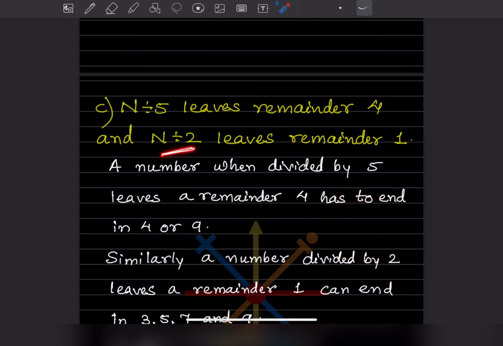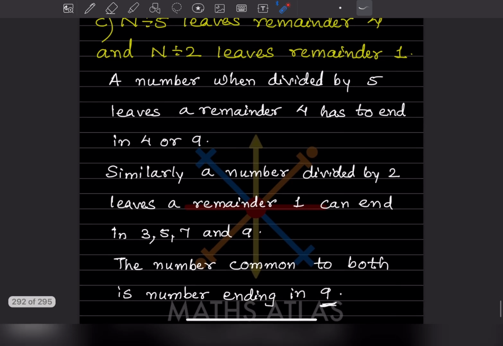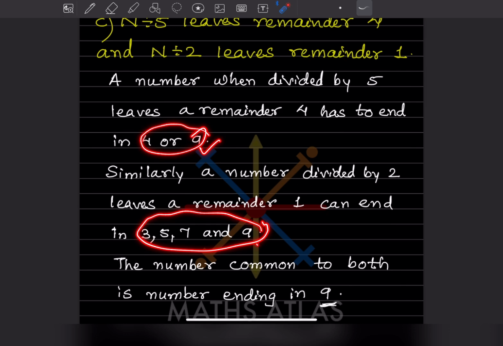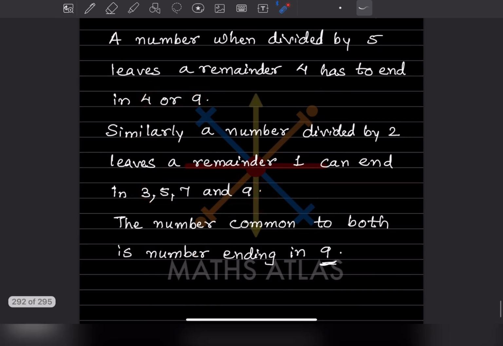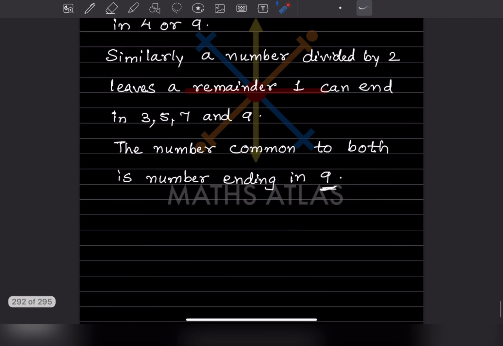And now if it is divided by 2, similarly a number divided by 2 leaves a remainder of 1. When it ends with 1, 3, 5, 7 and 9. So now you can see here, in this one, both of them, what is common? You can see the number 9 is common. So the number common to both is the number ending in 9. So we can say the answer should be 9.